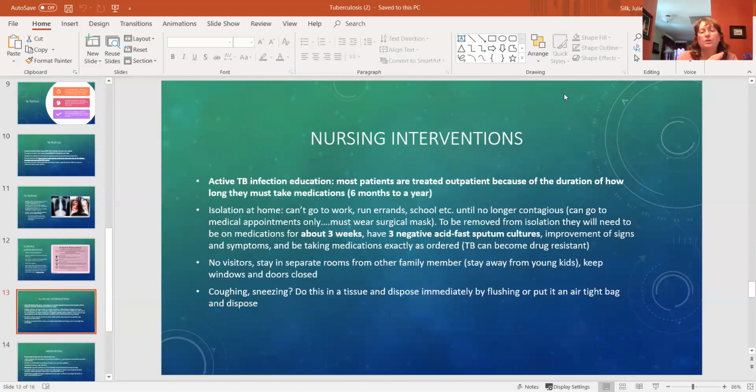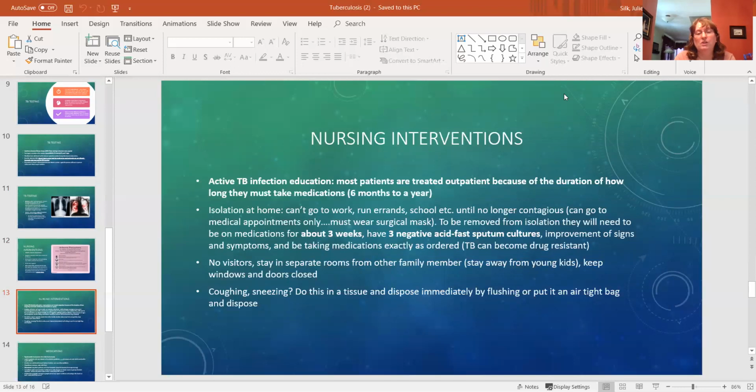Okay, so as far as nursing interventions go, active TB infection education is crucial. Most patients are treated outpatient because of how long they have to take the medication. Just because you have someone in the hospital that has active TB doesn't mean that they're going to stay in the hospital the whole time they're getting treated. That's just not feasible because it's a long period of time. So they will typically send someone home.